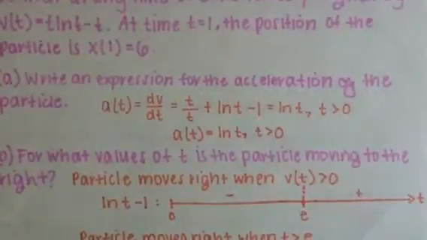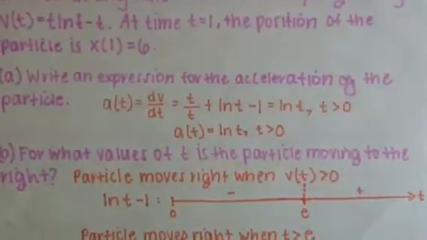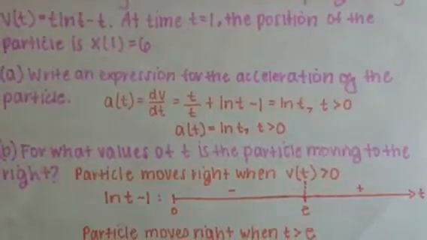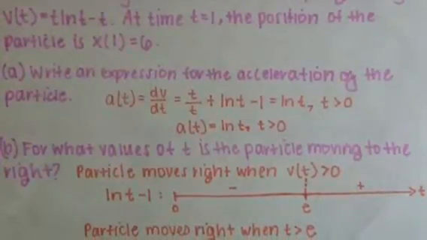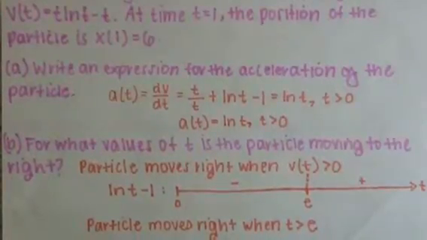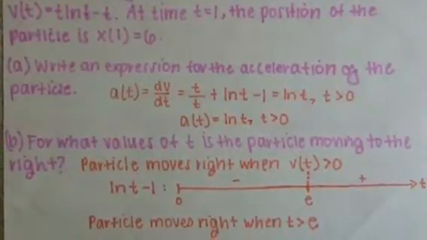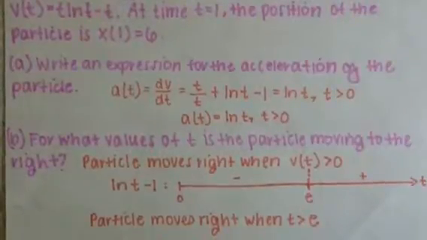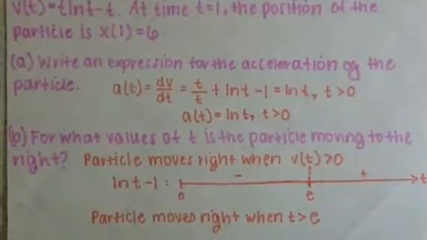The acceleration of the particle would be given by taking the derivative of the velocity. So we did the product rule and got t times 1 over t, which gave t over t, plus ln of t minus 1, which ends up being ln of t, when t is greater than 0.